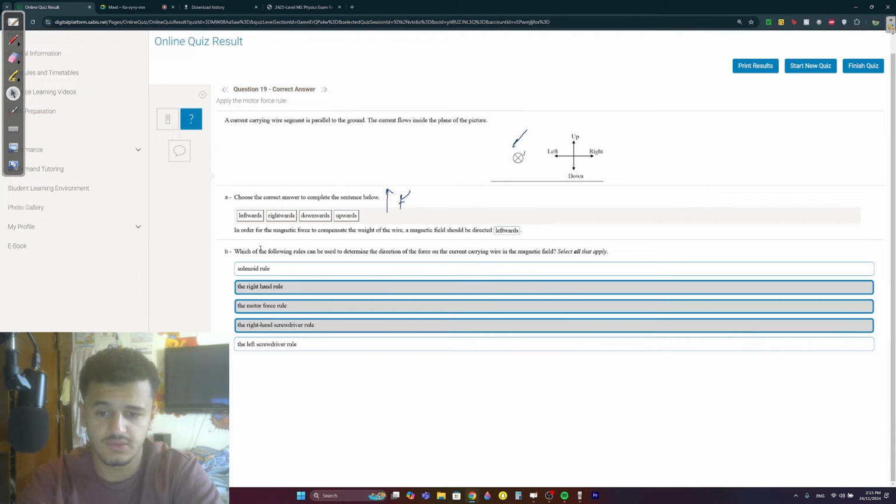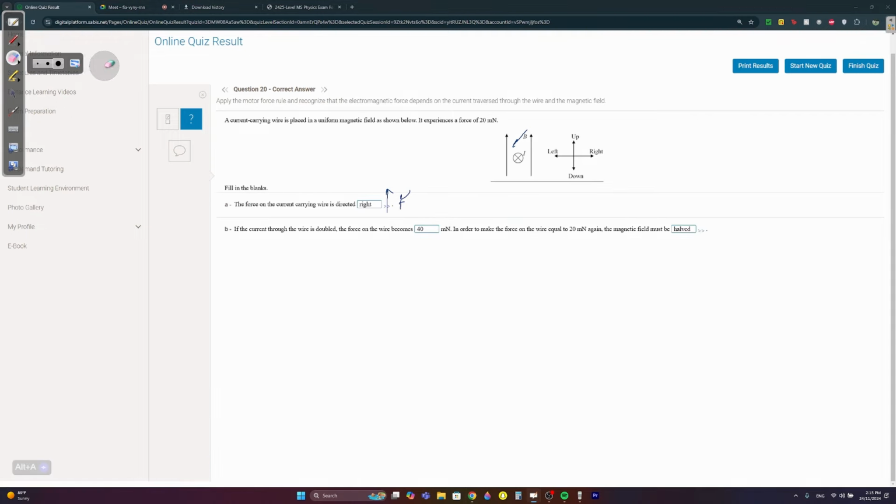Okay, and then which of the following rules can you use to find the force? Right hand motor, right hand screwdriver. Okay. Question 20. A current carrying wire is placed in a uniform magnetic field as shown below. It experiences a force of 20 millinewton. The force on the current carrying wire is directed.